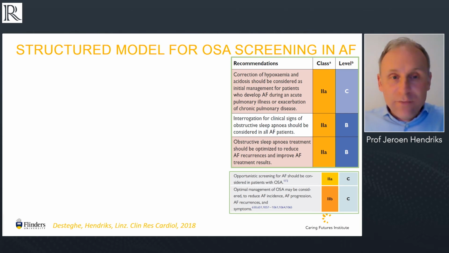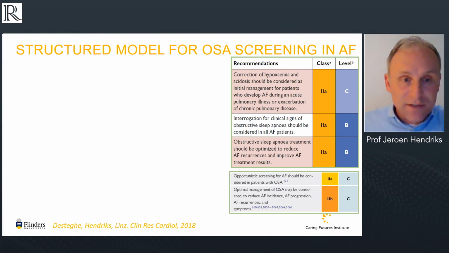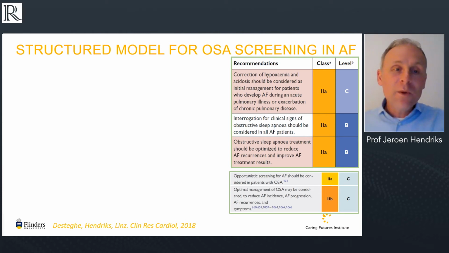Now, looking at the recommendations for sleep apnea from the 2016 guidelines, these are the upper ones, and the 2020 guidelines, these are down here. They state it's important to look into clinical signs for obstructive sleep apnea. It should be considered in all AF patients. We should consider opportunistic screening for patients with atrial fibrillation, and also we should consider optimal management for sleep apnea. But the guidelines don't give us guidance on how to do this.